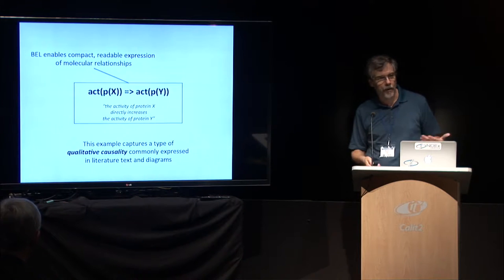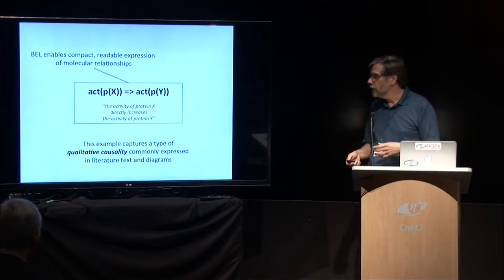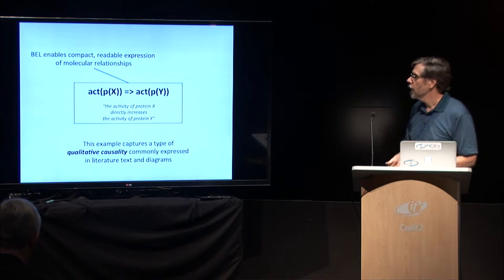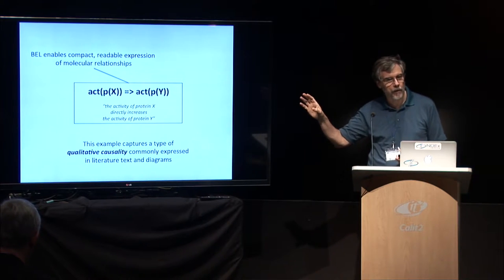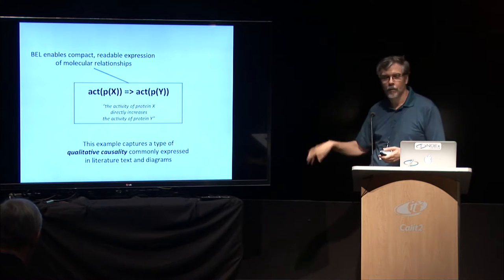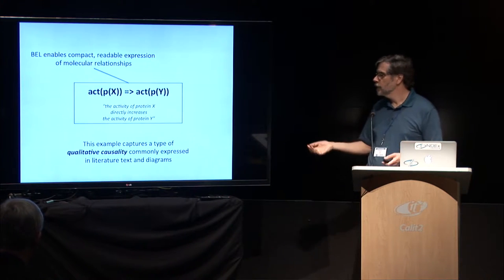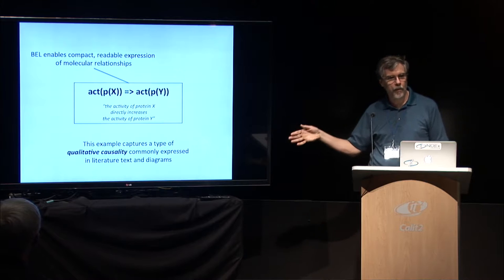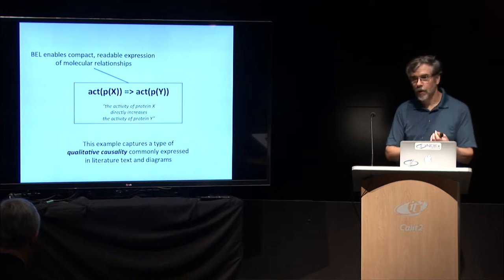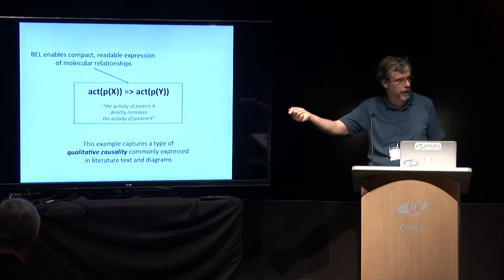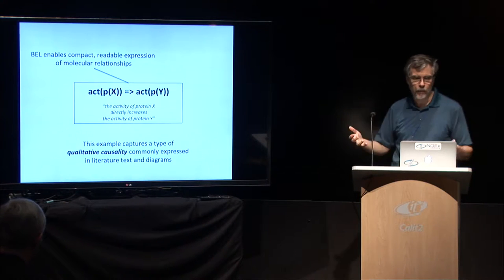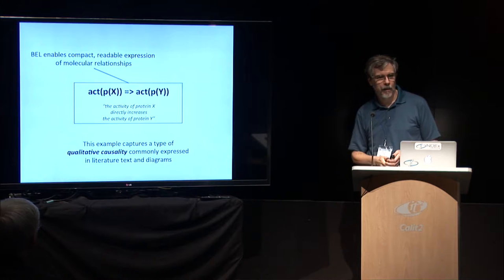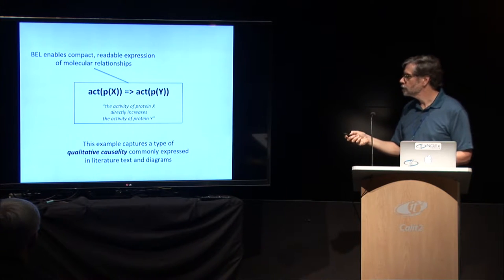Let me recap a little context here before I tell you my first thing, which is, what are we really good at? Well, one of the things we said yesterday was we're good at compact, readable expressions of molecular relationships. And so here's a relationship that's nice and succinct, that activity of protein X directly increases the activity of protein Y. And that's the kind of qualitative causality that's very common, either in text or when somebody just draws a random edge on a diagram. That's often what they mean. Not always, but that's the sort of immediate reading that if somebody just goes A, arrow B, that's what you think they mean. So, okay, that's good.